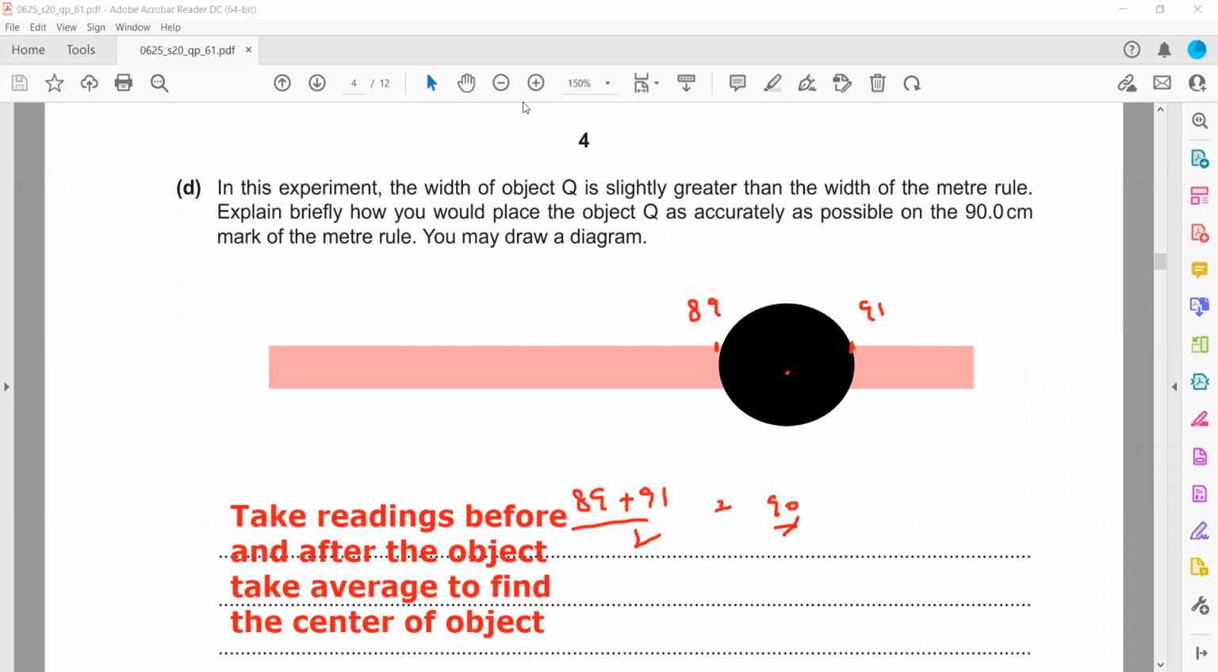Like if there's another object placed here and the two readings are, one is 20, another one is 24. Where is the center of this object? At which position is the center on the scale? One marking is at 20, the other at 24. So how do we determine the center? We just take the readings before and after and take an average of the two. So it will be 44 divided by 2, which is equal to 22. So the center will be at the 22 mark. That's how we determine the position of the center of an object.